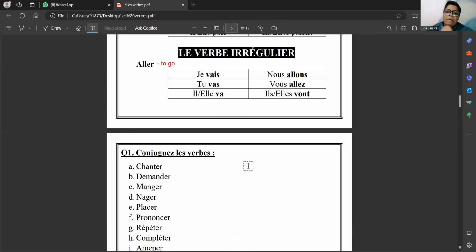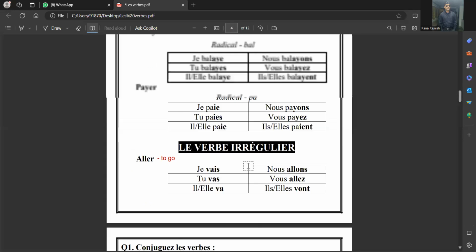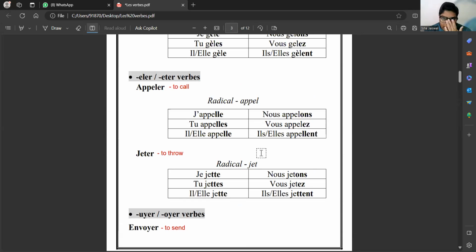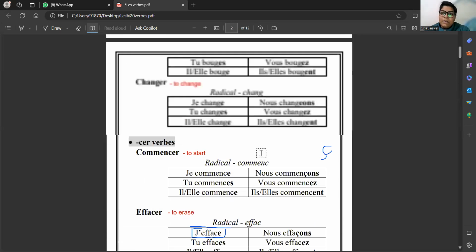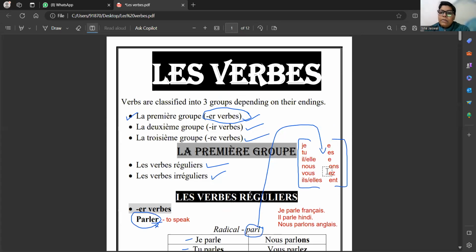But you have to practice them. You have to send them to me, or if you want, you can practice on your own. Don't learn these verbs. As I told you, learn this rule. Every group has a different rule. This is the rule for the first group. The second group has a different rule. The third group has a different rule. It depends on this only, just a little bit changes there.